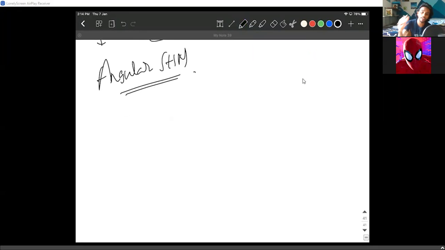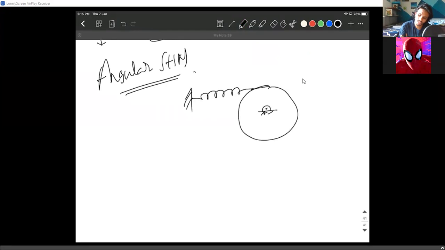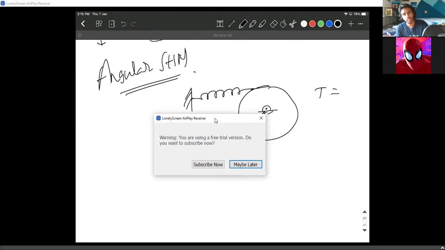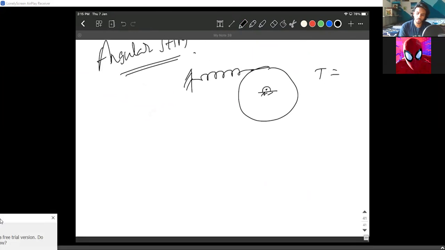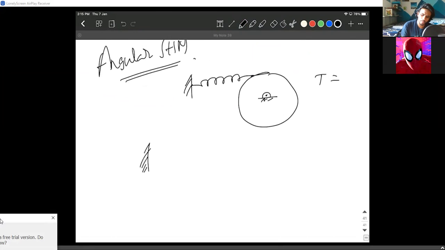Angular SHM. I gave you a question like this yesterday. Connect a spring to a disc which is hinged here, and I asked the time period, and we did this kind of problem yesterday. And why don't we do another problem, which is a similar problem again.